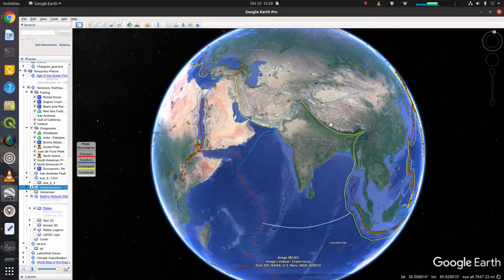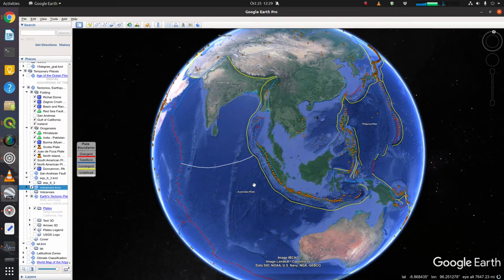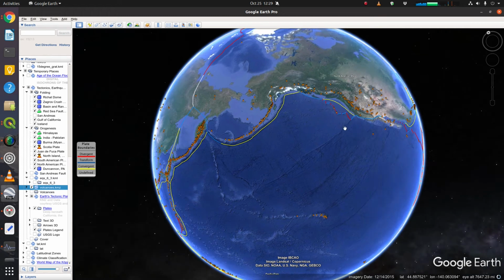Some places where there's convergence, you don't have volcanoes. So the Indian plate has been moving into the Eurasian plate for about 40 million years. But here we have the Australian plate moving into the Eurasian plate. The Australian plate is subducting because the Australian plate is more dense. Here we've got the Pacific plate subducting under the North American plate. The North American plate is continental crust, so it is less dense. The Pacific Plate is made of oceanic crust, so it's more dense, so it sinks under the continental crust.